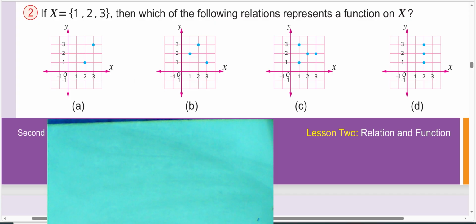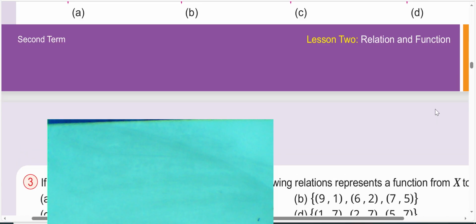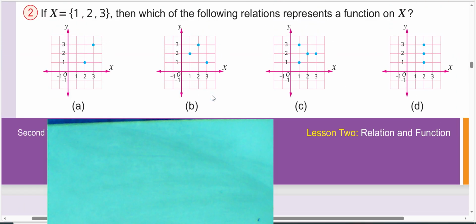And here letter B is the function because each element of x has only one image in y. On the vertical line we have 1 point. Letter C is not a function because element 1 has 2 points on the vertical line. Letter D is not a function because element 1 hasn't any image and element 3 hasn't any image, and the vertical line of point 2 has 3 images. It's not a function. So the solution here, you must choose letter B, the function.